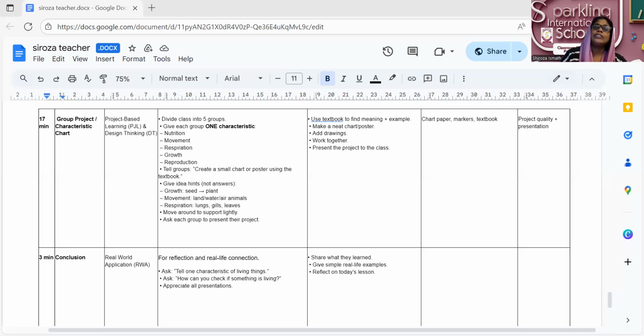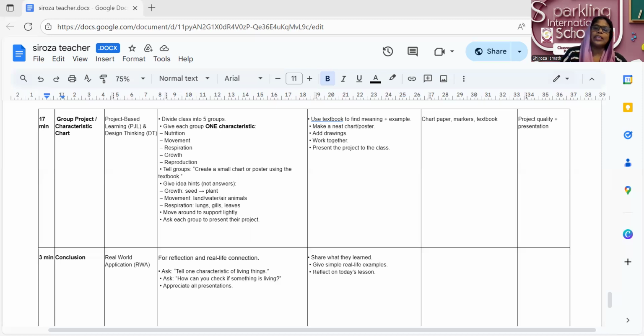How can you check if something is living or non-living? I will encourage different students to share quick answers. I will appreciate all the group presentations and thank them for their good work. I will summarize: today we learned that living things take in food, move, breathe, grow, and reproduce.